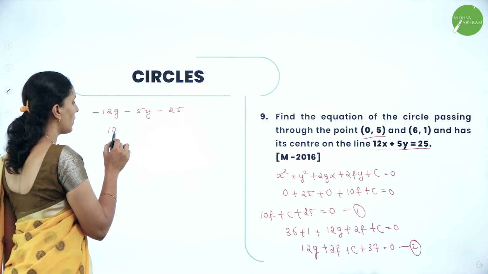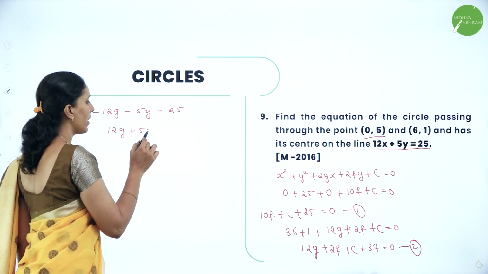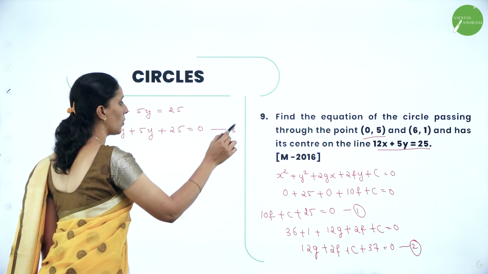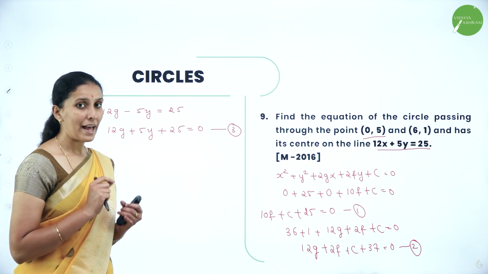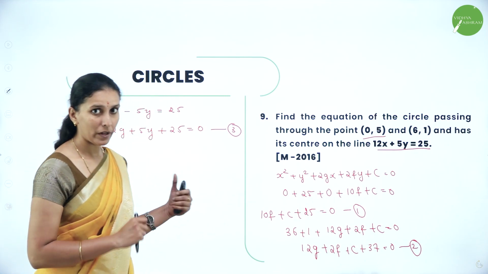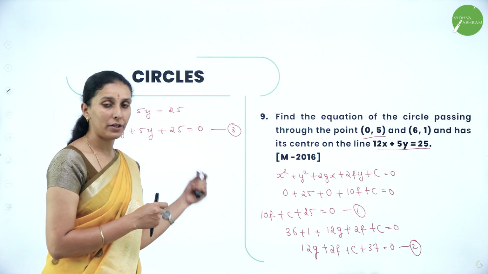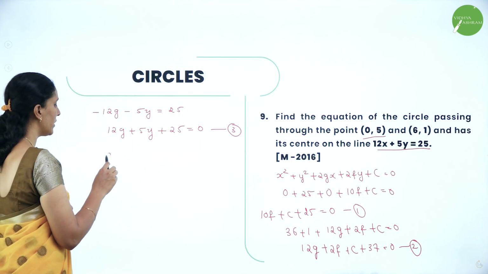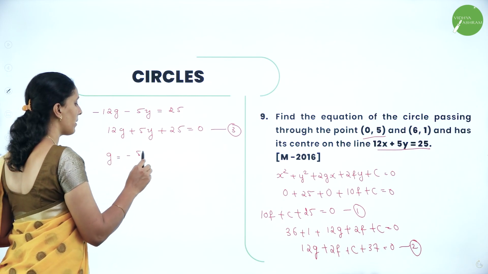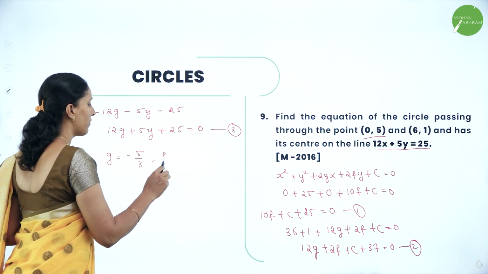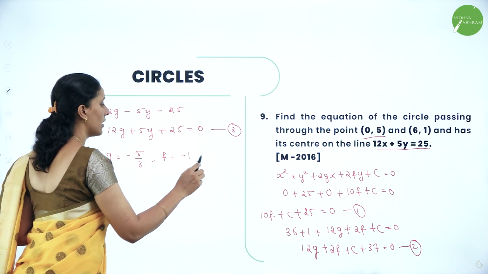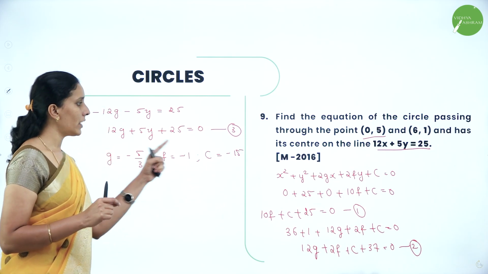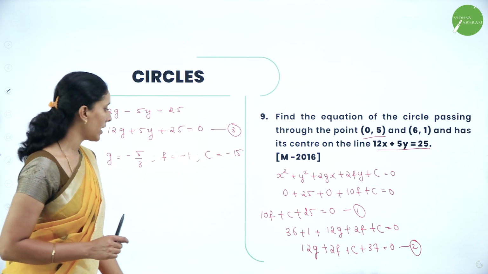Or we get this as 12g plus 5y plus 25 is equal to 0. Take this as equation 3. As we have solved the simultaneous linear equation in the previous problem, the same method we will use, and on solving this, we will get the value of g as minus 5 by 3, f as minus 1 and c as minus 15. So once you get all the three constants, substitute to the standard equation.